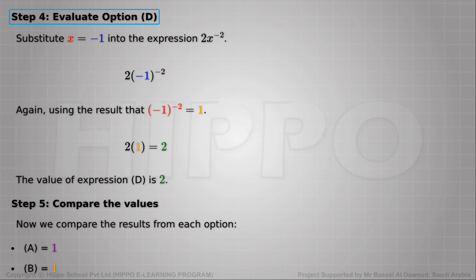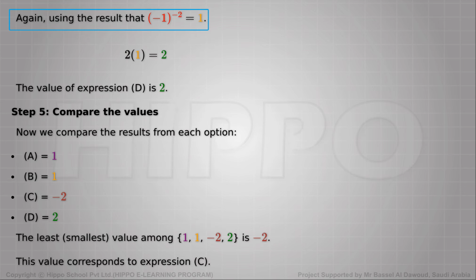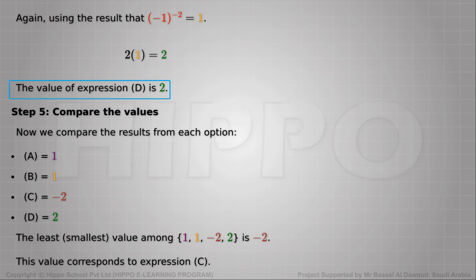The expression is 2 times x to the power of -2. This looks very similar to option C. We substitute -1 for x, and our expression becomes 2 times, open parenthesis, -1, close parenthesis, to the power of -2. Just like with option C, we can reuse our result from step 2. We know that -1 to the power of -2 equals 1. So the expression simplifies to 2 times 1, which is 2. The final value for option D is +2.